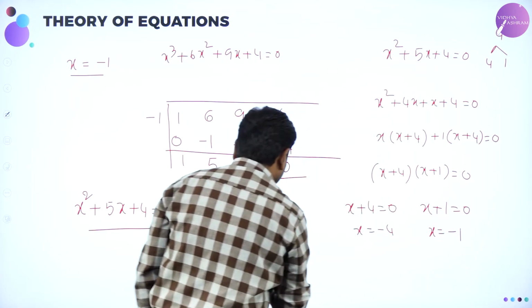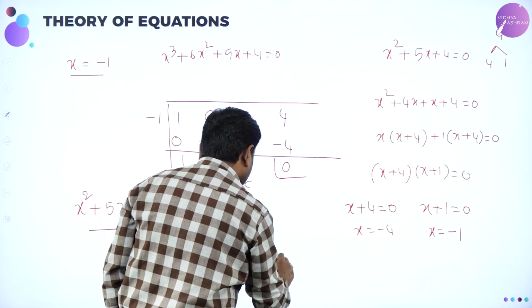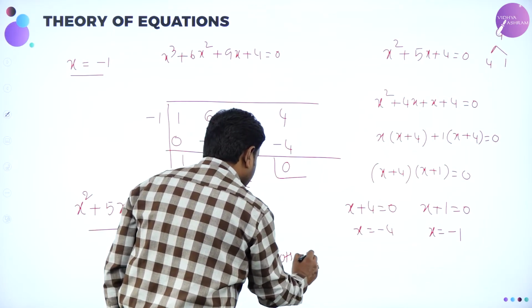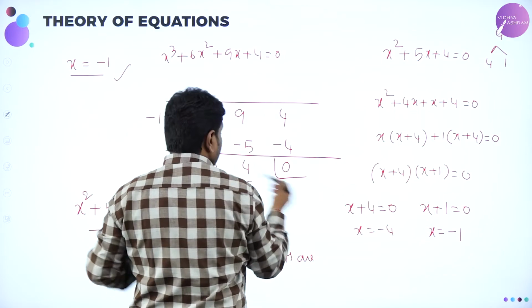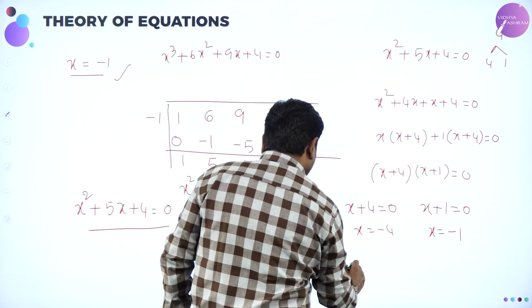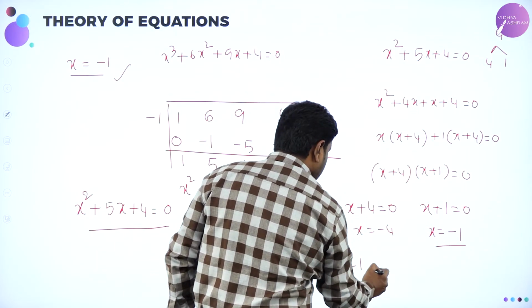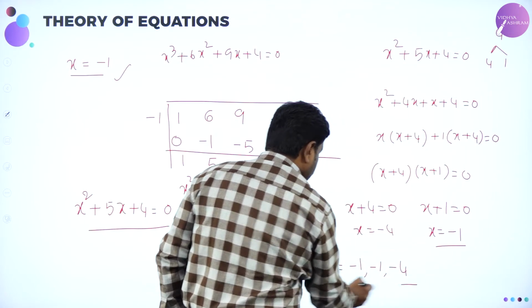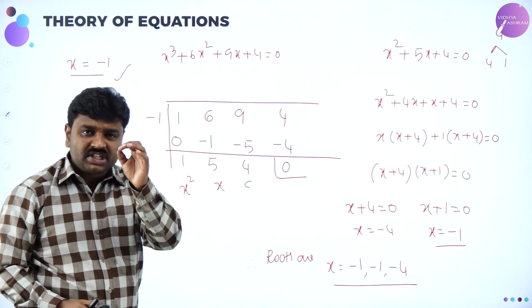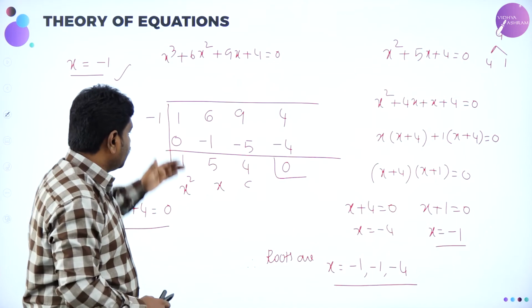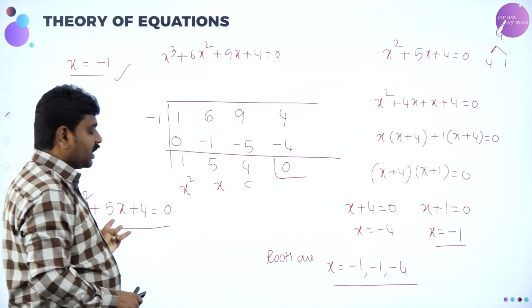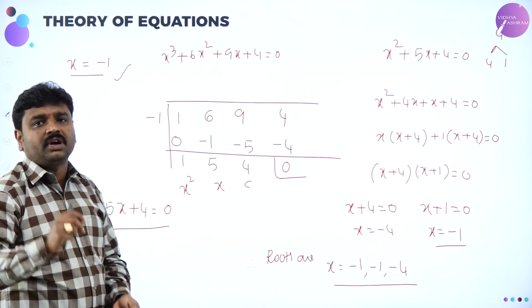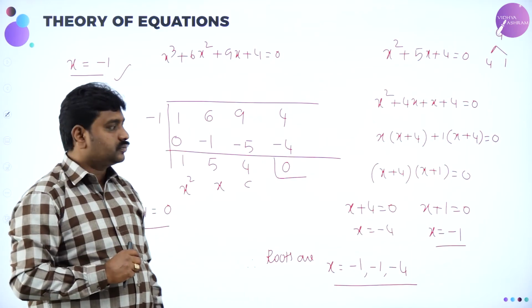So therefore you got all the roots. By inspection you got minus 1. Now again you will get minus 1, and minus 4. So 3 roots you got: minus 1, minus 1, and minus 4. First, by inspecting, you get one root. Then you reduce the cubic to a quadratic, and you get the other 2 roots. That's it. I hope all of you got this.